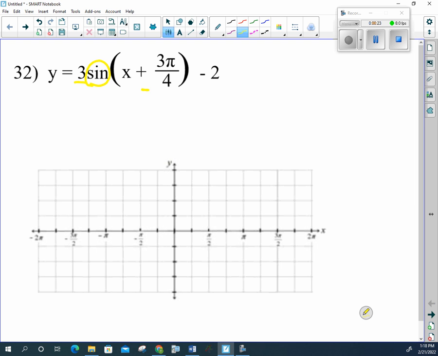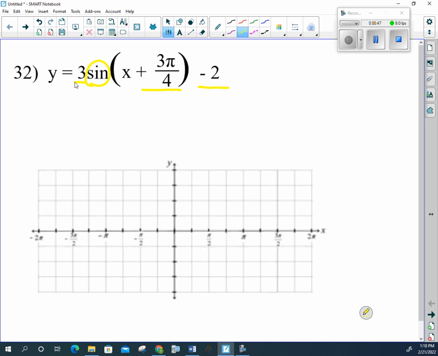I see that I have a plus 3 pi over 4, so that means I've got a phase shift. And subtract 2 over here means my midline is going to be going down too. I've got a vertical translation. So all of those things I have to keep track of before I start graphing. So let's put in our phase shift and our vertical translation so we can find our midline. Let's get our phase shift and our midline first.